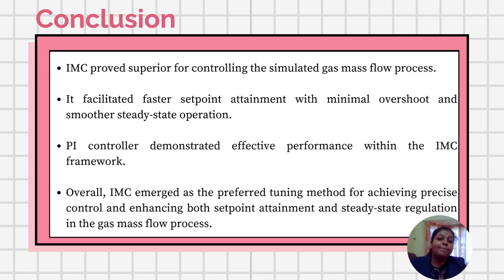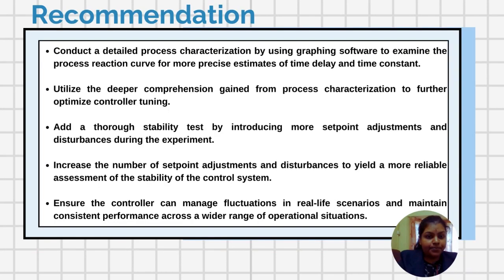Why is IMC better, or what are the advantages of this particular IMC? It's because IMC can precisely account for process dynamics, which leads to faster set point attainment under IMC tuning. And moreover, this can also enhance the steady state regulation by promoting a smoother process operation. So as we conducted our experiment, we found out that IMC can be the best controller for the simulated gas mass flow process.